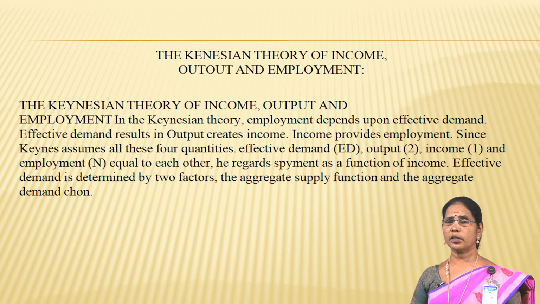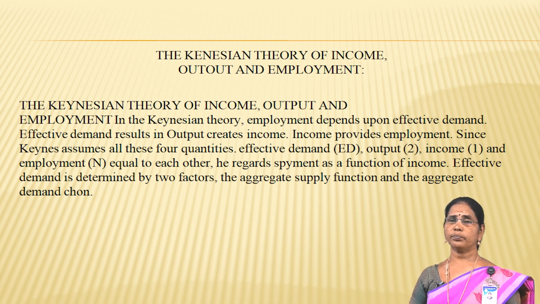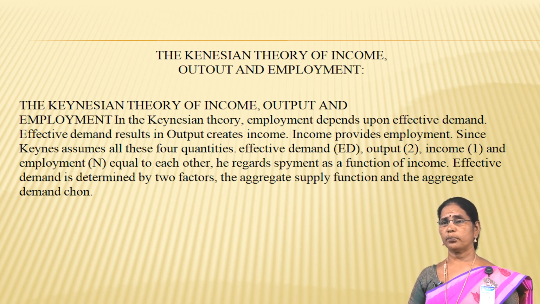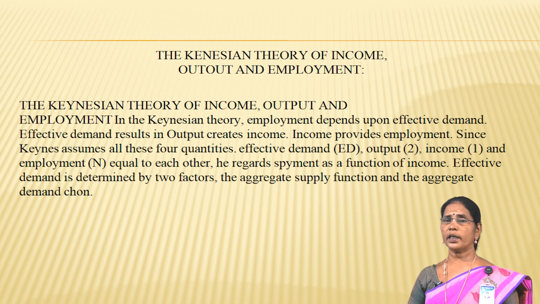Effective demand is determined by two factors, the aggregate supply function and the aggregate demand function. Aggregate supply function depends on physical or technical conditions of production, which do not change in the short run. Since Keynes assumes the aggregate supply function to be stable, he concentrates his entire attention upon the aggregate demand function to fight depression and unemployment.